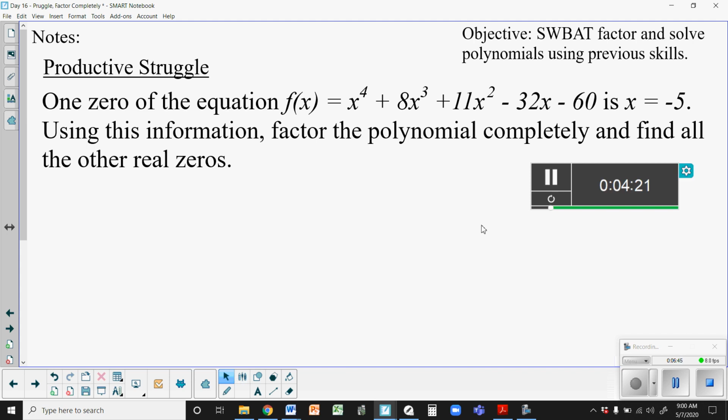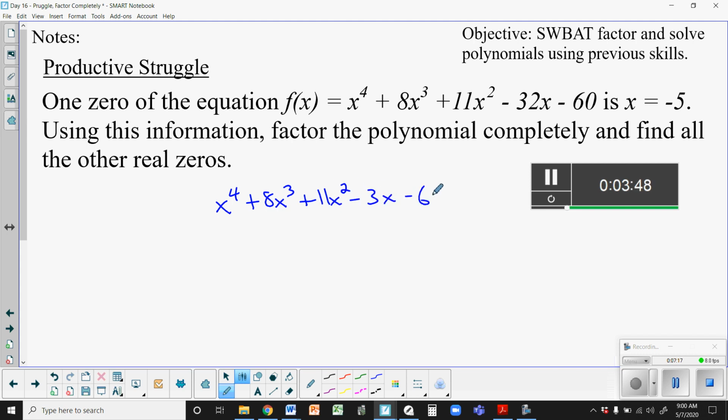And another student said, what about what we've been doing the last few days, dividing? Is there a way that we could divide this? Another student said, oh, factors is the same as dividing. So what if we divide this? How would we divide x to the fourth plus 8x to the third plus 11x squared minus 32x minus 60? They want to divide it by x equals -5. How would we divide that?